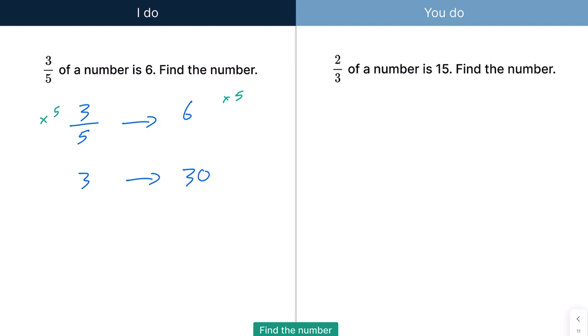And now we have the 3, we want to get to 1, remember? How do we do that? Well, we can just divide this by 3, divide this by 3. So we know the original number is 10, and you can always test your answer.